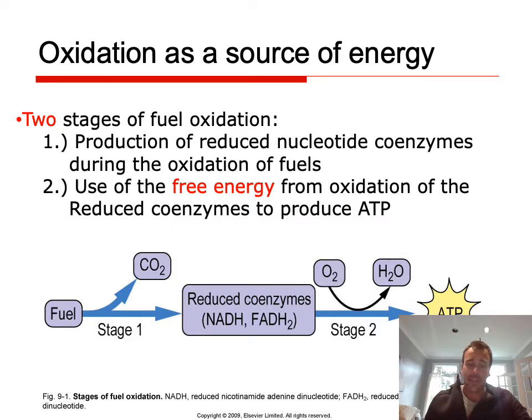In a very simplistic form, you have your fuel, and you produce reduced coenzymes from that fuel, whether that fuel is a lipid or a carbohydrate or protein. Then in the second stage, you use the free energy from the oxidation of these reduced coenzymes to produce ATP, and we'll talk about exactly how that works.